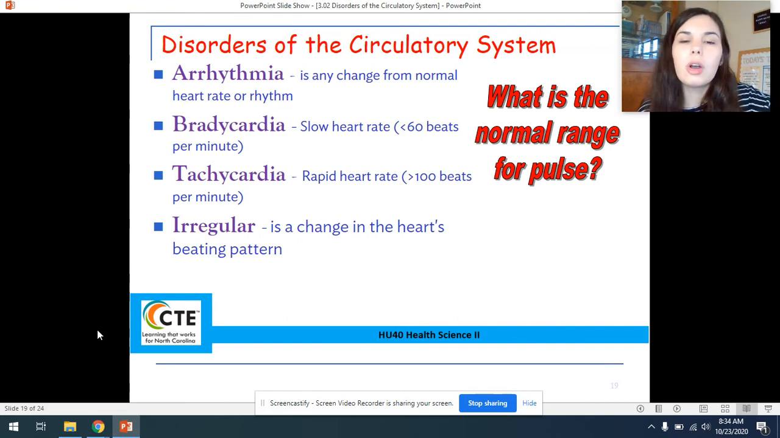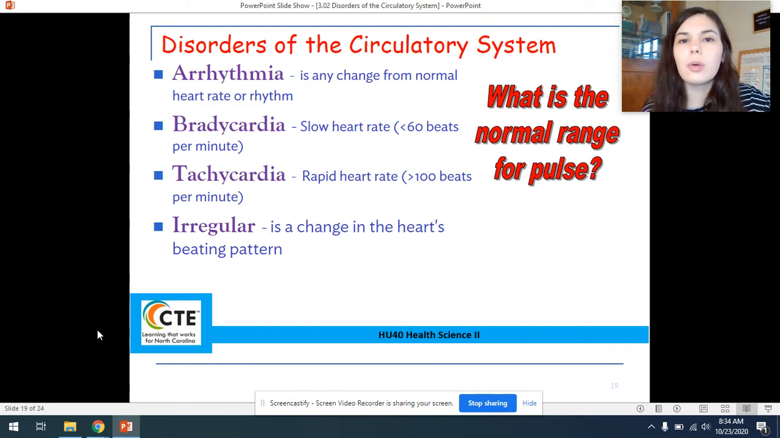Bradycardia means a slow heart rate, which is less than 60 beats per minute. And tachycardia is a rapid heart rate, meaning more than 100 beats per minute. So if slow is less than 60 and fast is more than 100, normal is anything between 60 and 100. So a 66 beats per minute heart rate, 72, 84, all of those are within normal range.